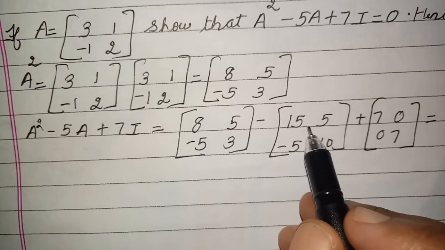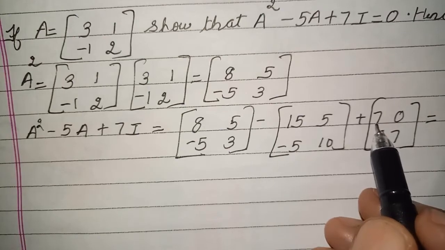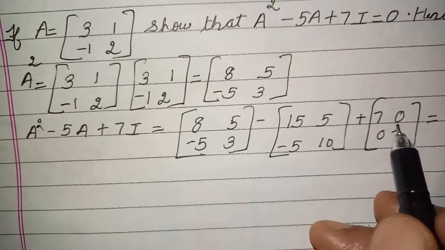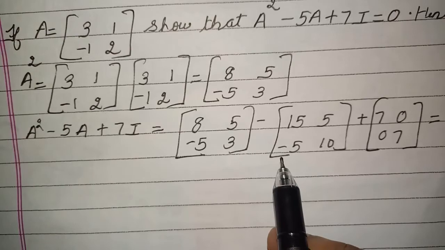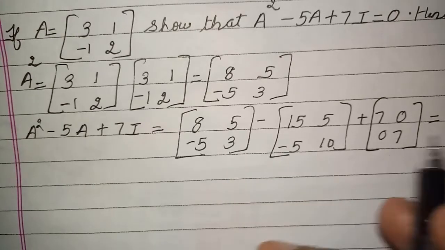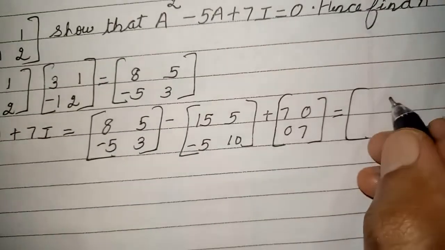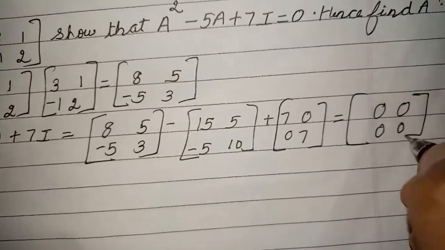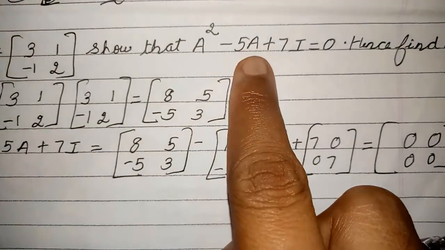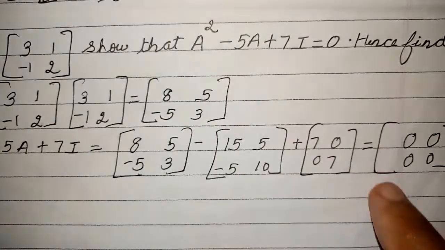8 minus 15 plus 7, 0. Minus 5 plus 5, 0. 5 minus 5, 0. 3 minus 10 plus 7, 0. So I have proved that this is nothing but the zero matrix. So the first part of the question, to show that this is 0, that means the 0 matrix, is true.